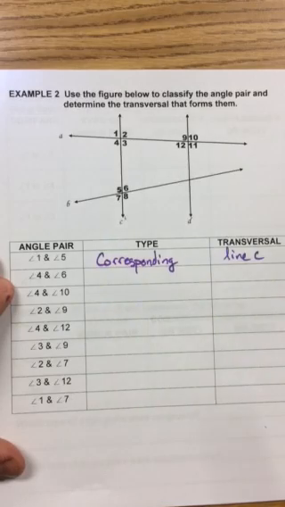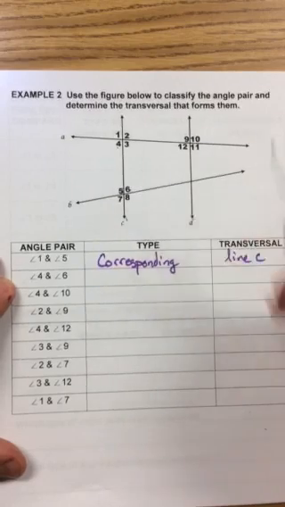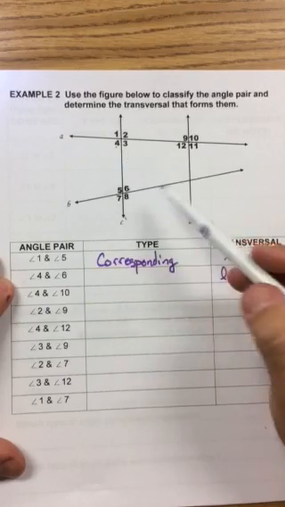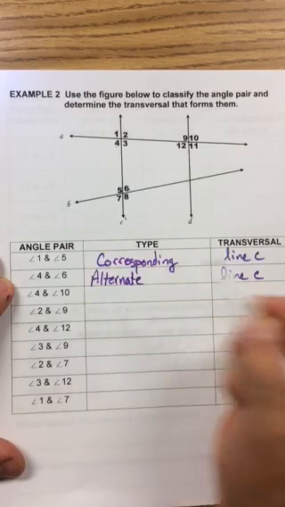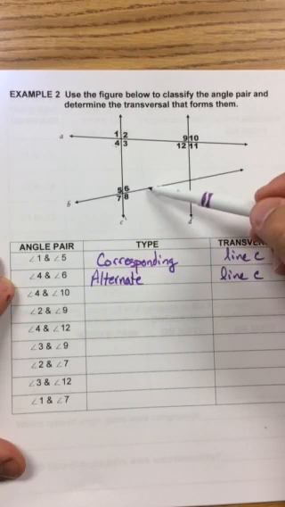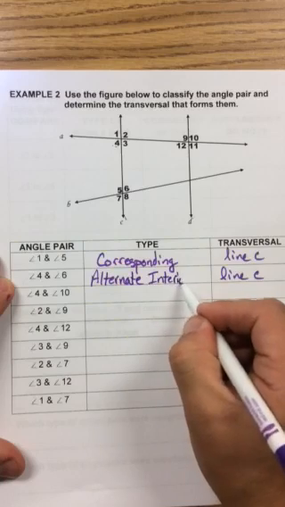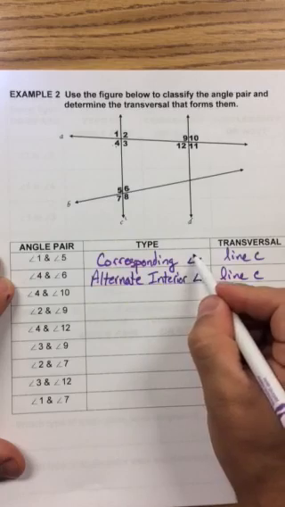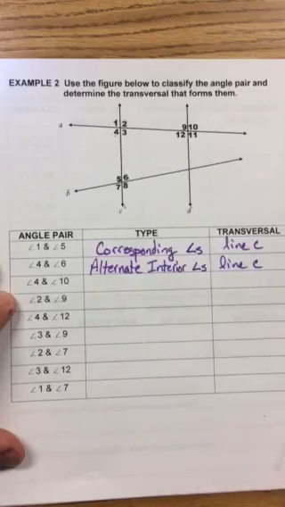All right, let's look at it. 4 and 6. 4 and 6 are on opposite sides of line C, so that means it must be my transversal. They're on opposite sides, which means that it's going to be alternate. And because they are on the inside of line A and line B, we're going to say alternate interior angles. I'm just going to put the angle symbol there with an S so that you know that's what it stands for.